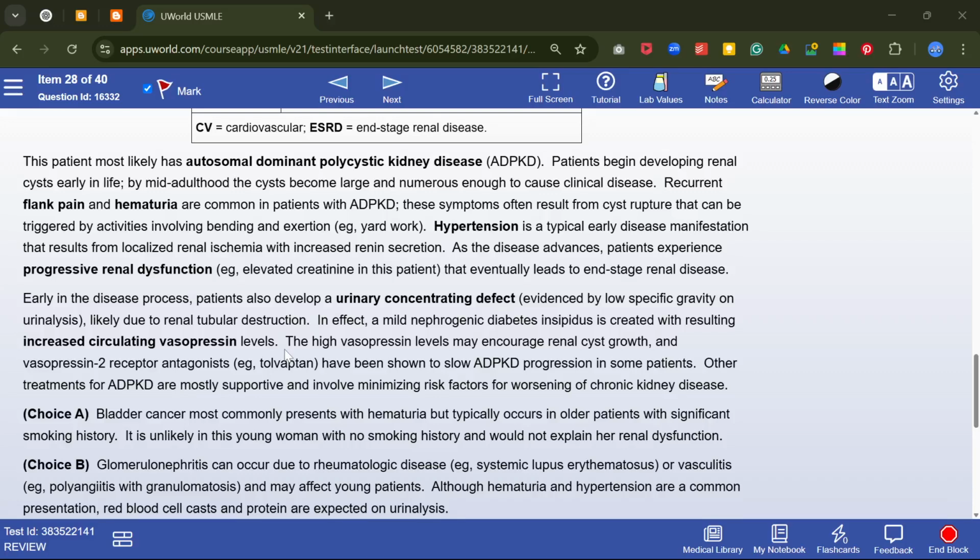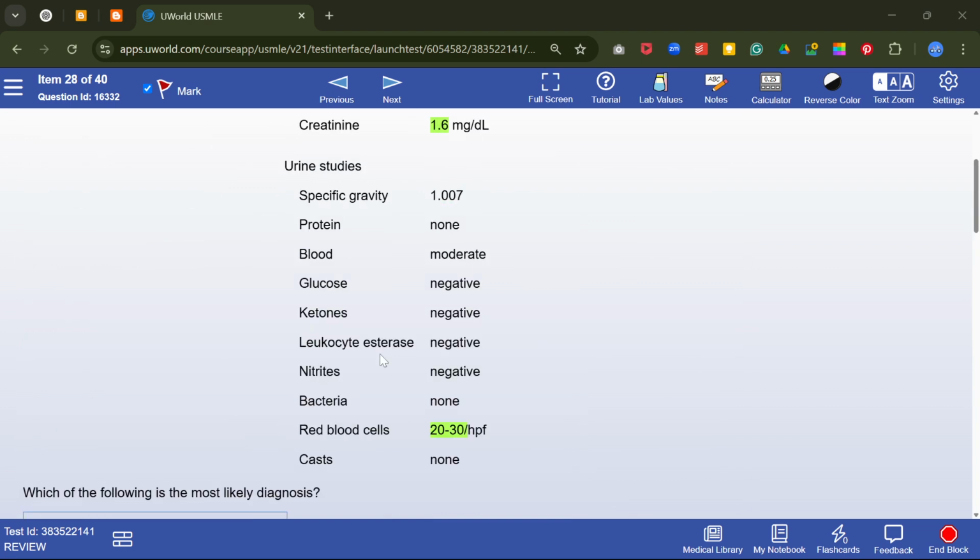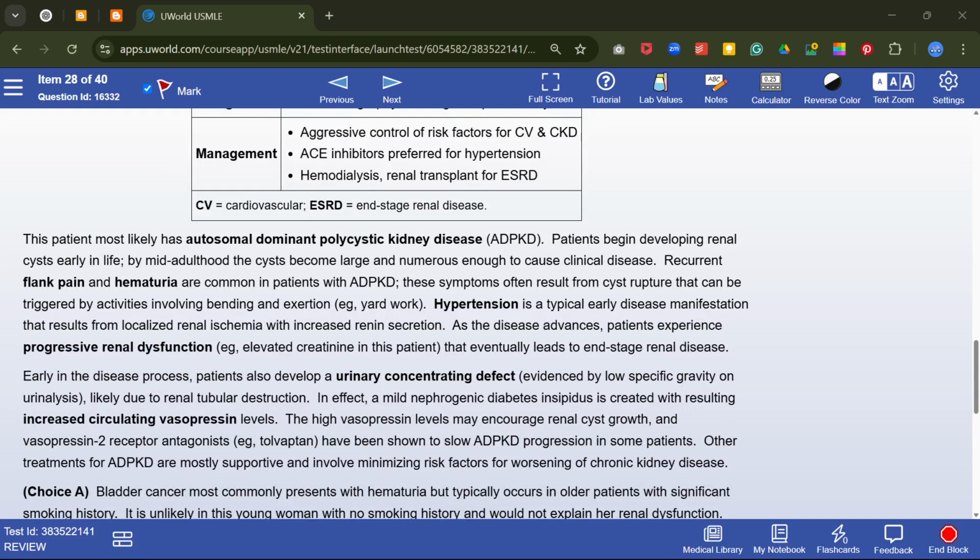Early in the disease process, patients also develop a urinary concentrating defect, evidenced by low urine specific gravity on urine analysis, likely due to renal tubular dysfunction. In effect, mild nephrogenic diabetes insipidus is created, resulting in increased vasopressin level. The high vasopressin level may encourage renal cyst growth, and tolvaptan, an ADH receptor antagonist, has been shown to slow ADPKD progression in some patients. Other treatment of ADPKD is mostly supportive, involving minimizing the risk factors for worsening CKD.